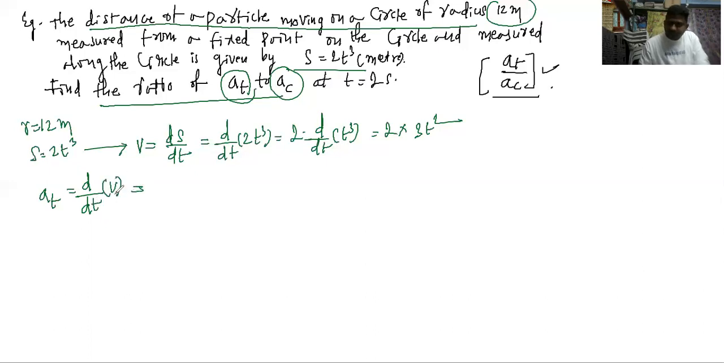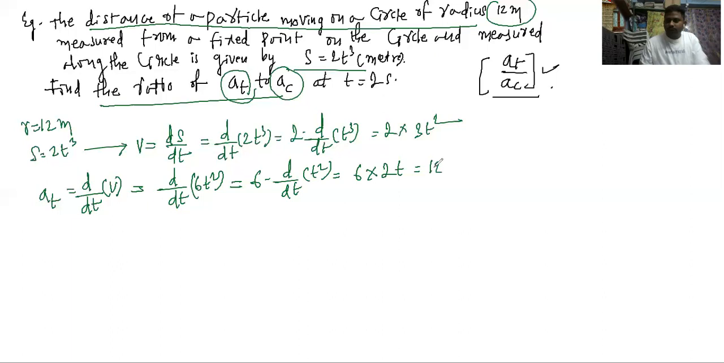This is tangential velocity, that's called linear velocity. So d by dt of v. Here v is a function of time. So v is how much? 6t square. So I can write 6 into d by dt of t square. For your better understanding, individually I'm writing d by dt of t square, which is 2t. So I can say it is 12t.